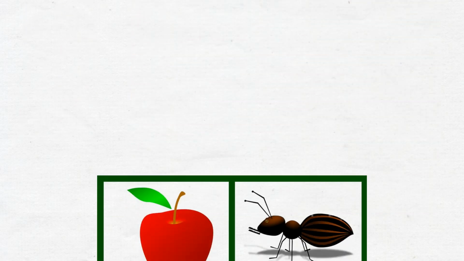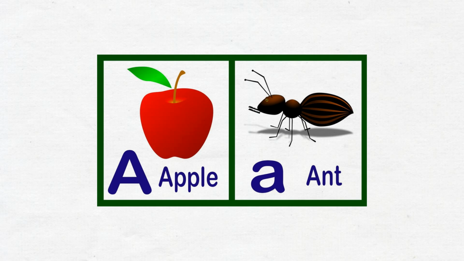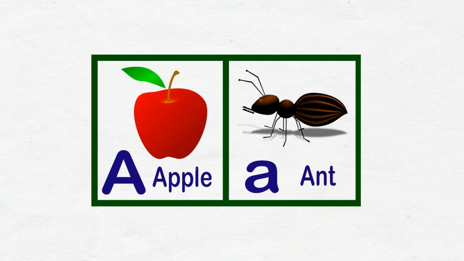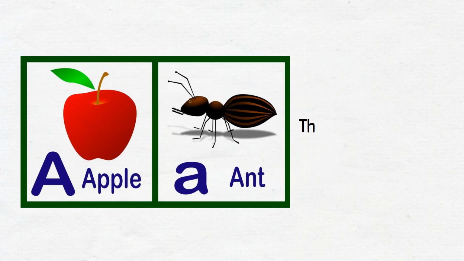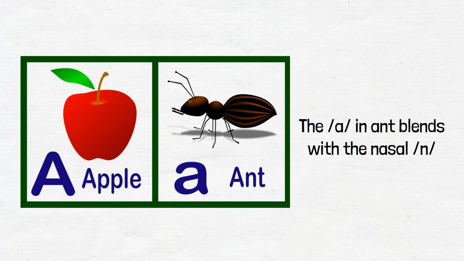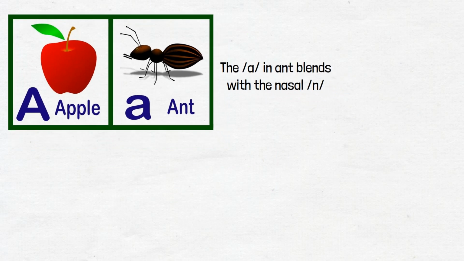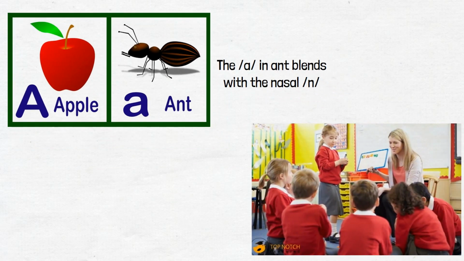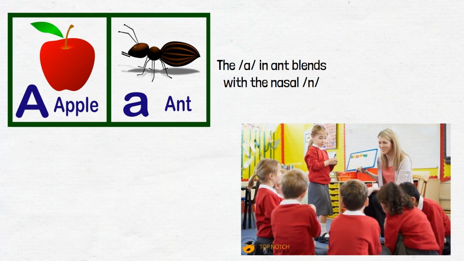The word apple is better than ant for illustrating the sound of short A, because apple begins with a genuine short A sound. In contrast, the A in ant blends with the nasal n, which can make it harder for students to isolate and recognize the vowel sound. This distinction is important when teaching phonics, as clear examples help students associate letters with their corresponding sounds accurately.